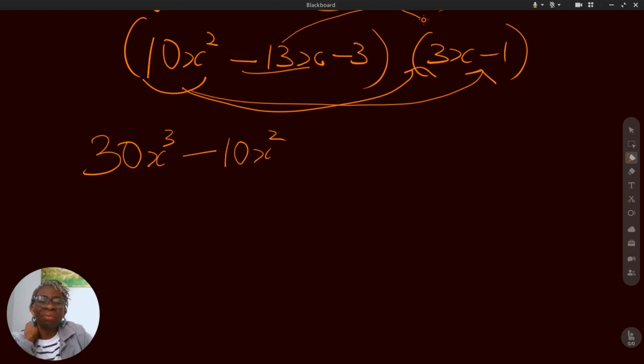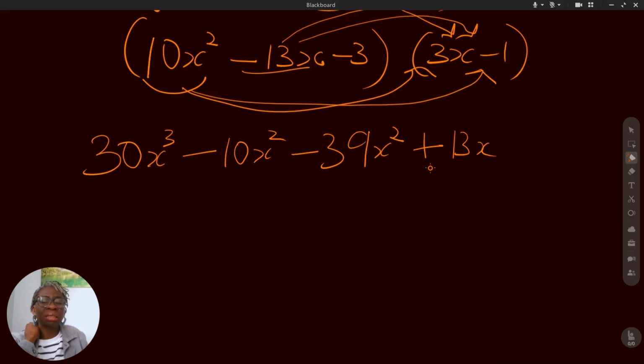Now that we are done with 10x squared, let's go with -13x. So we take -13x and we multiply 3x. That becomes -39x squared. Now -13x and -1 becomes +13x. Now that we are done with that, we take -3 and we use -3 to multiply 3x. That becomes -9x. Now -3 times -1 becomes +3.